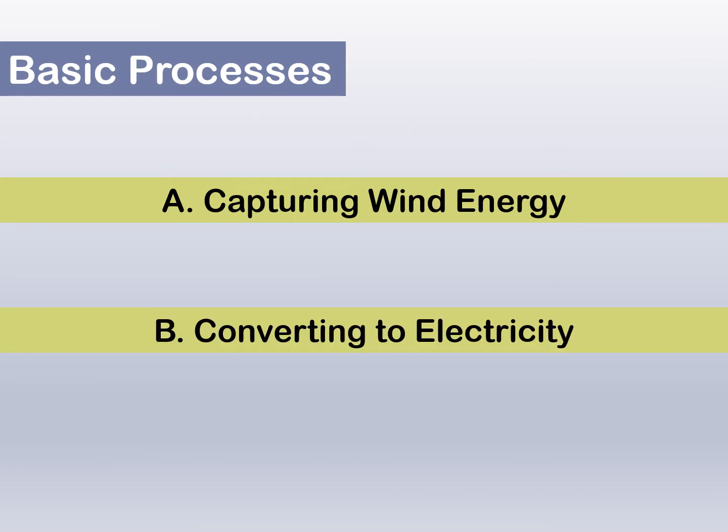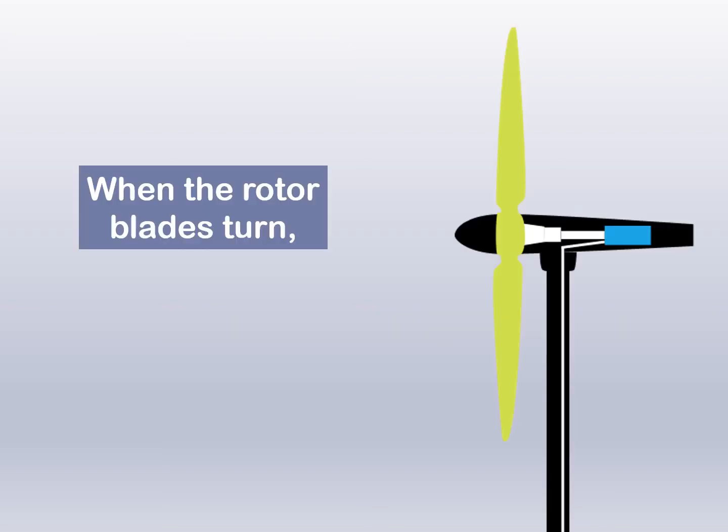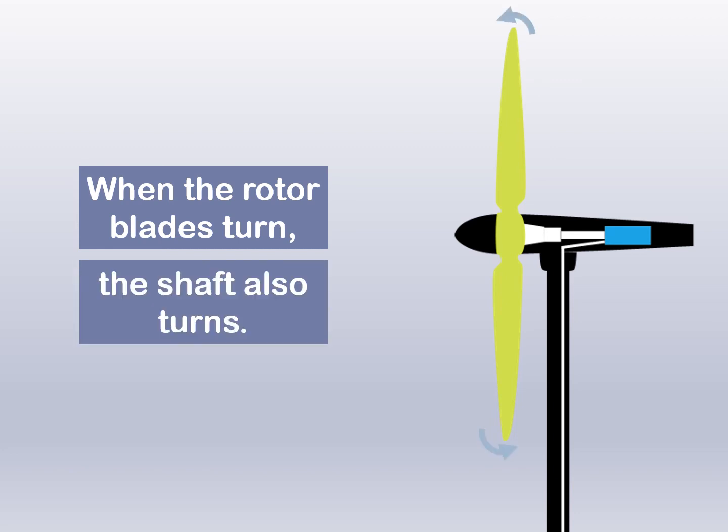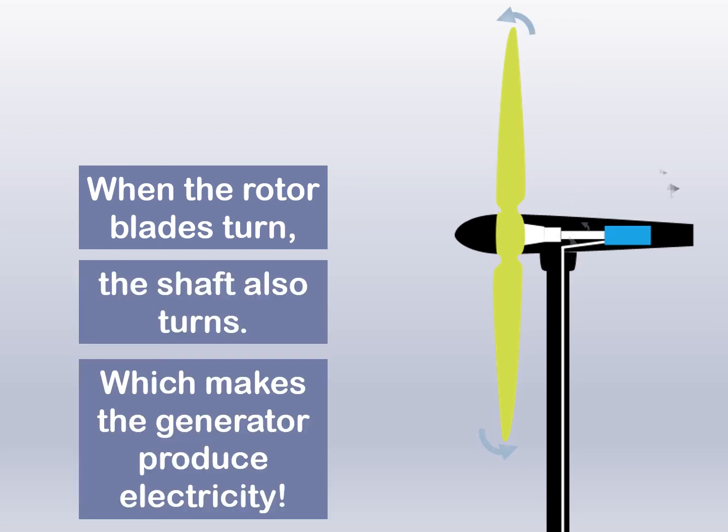So the basic process of wind energy conversion is to capture the wind energy and to convert that to electricity. So here you can see the rotor blades. When the rotor blades turn, the shaft also turns, which makes the generator produce electricity.